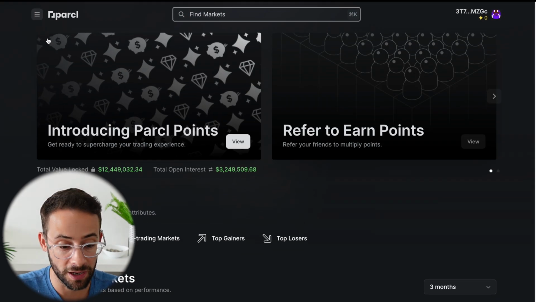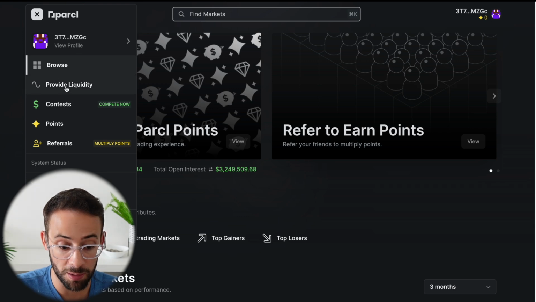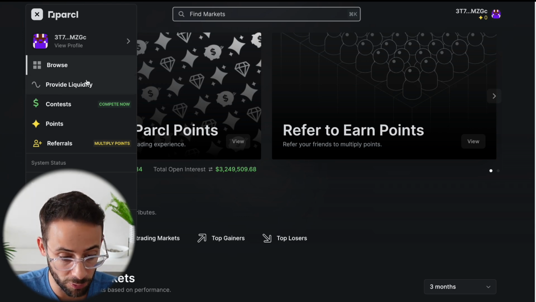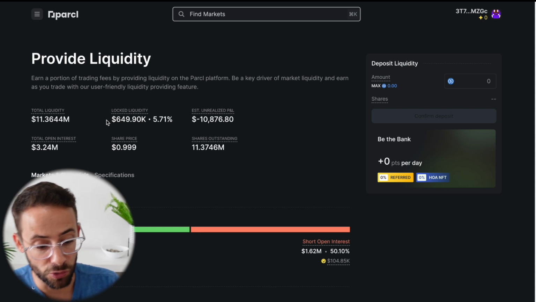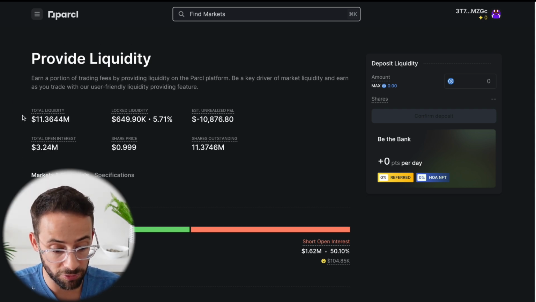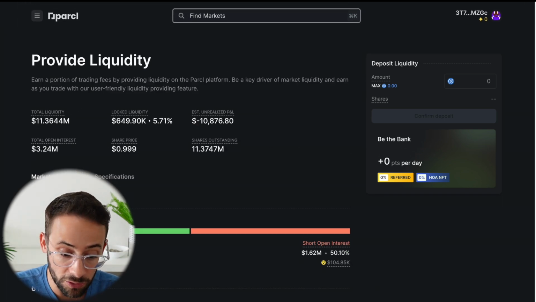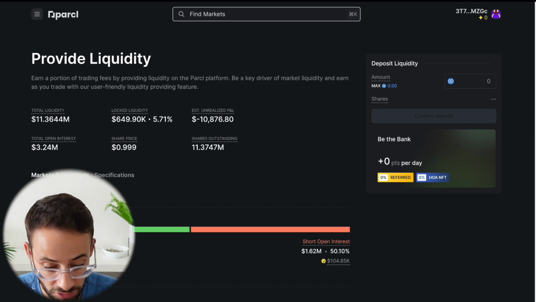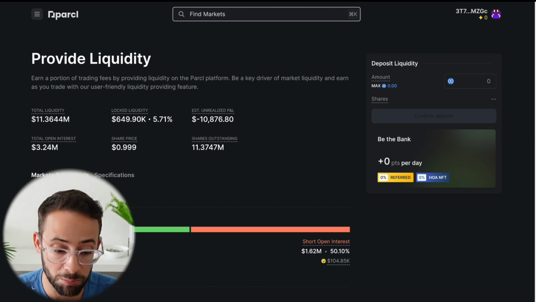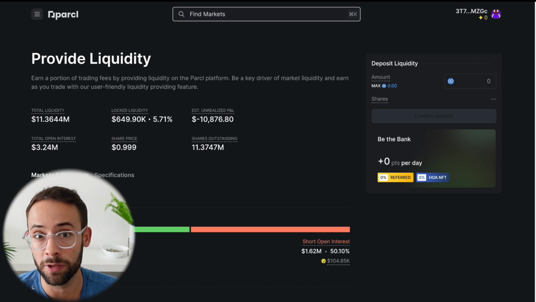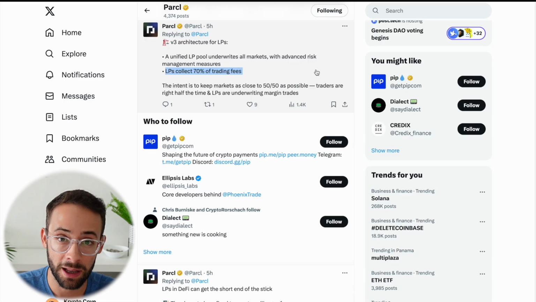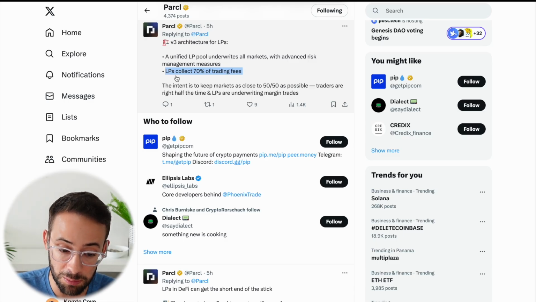Now let's move to the next way that you can earn points, which is by providing liquidity to the platform. So if we open up this tab here, you can see that the total liquidity that's been provided is just over $11 million. And so if you are interested in providing liquidity, you can earn a yield on the assets that you loan to the platform. And of course, you can earn Parcl points, which could also bring you additional yield in the form of an airdrop. And just so you know, LPs do collect 70% of the trading fees on the platform from Parcl.